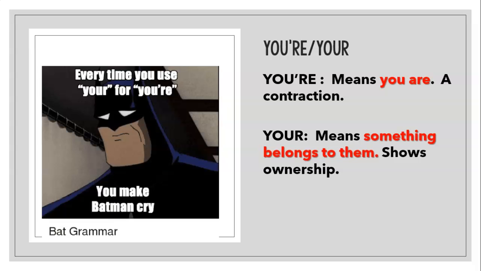Our second set of words is your and your. You apostrophe R-E means you are. It's a contraction of the verb you are. You're not going to pass if you don't do your homework. The second your, Y-O-U-R, means something belongs to you. It shows ownership. Did you bring your jacket to school today? Again, pause the video if you need more time to fill in the notes.